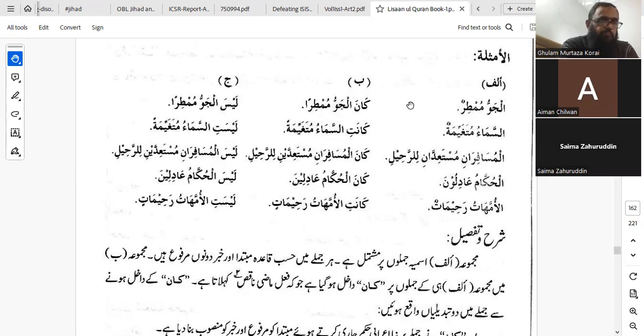So laysa will have the same rule, that it will do nasikh and it will do naqis. So in nasikh, it will change the meaning to a negation.